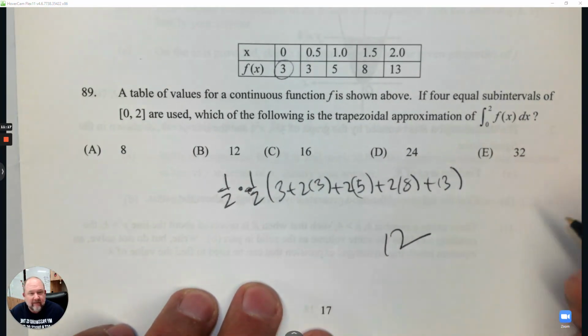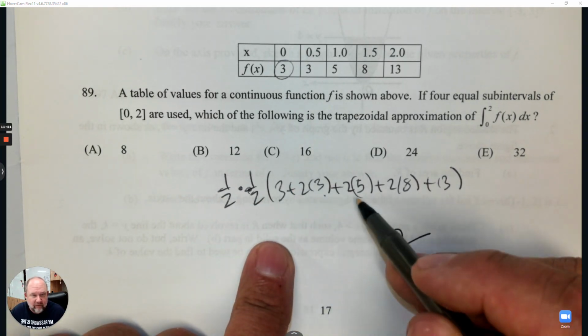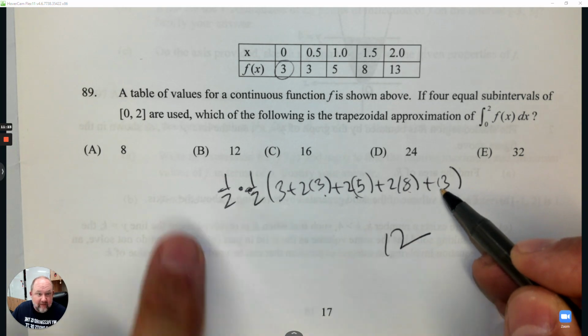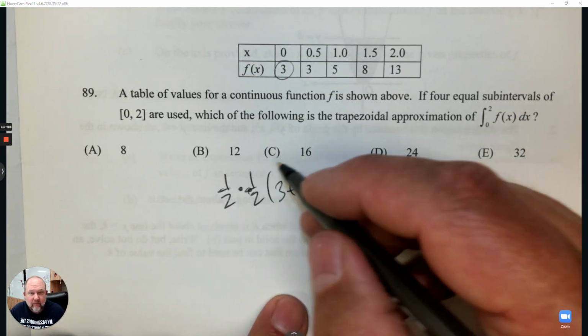And if you solve that all the way through, 3 plus 6 plus 10 plus 16 and 13, and then divide it by 4, that is 48 there, and 48 divided by 4, the answer is 12.